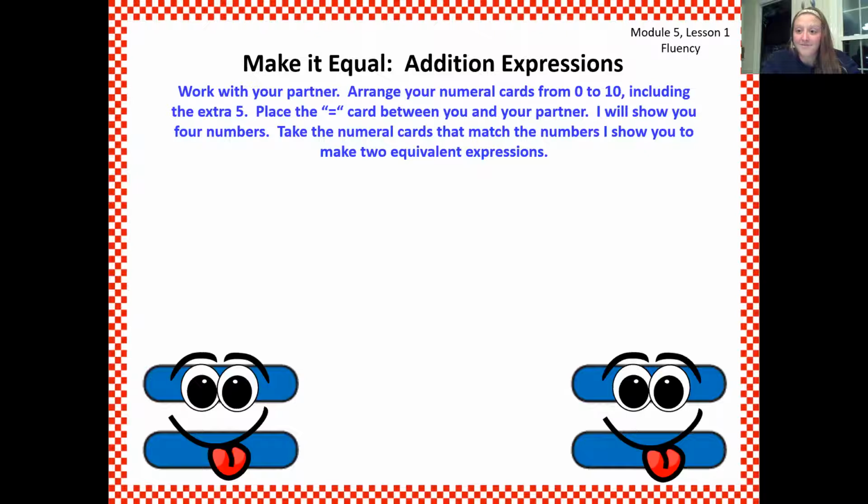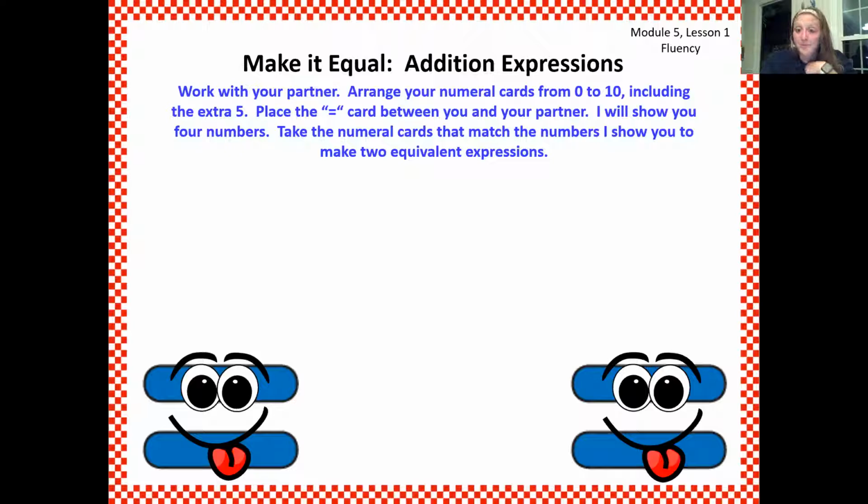All right. So we're going to move into another fluency activity, make it equal. Instead of having you work with a partner right now, I'm going to flash 4 different numbers on the screen. Your job is to make equal expressions. Remember, an expression is just 2 numbers that you add together, and then you make it equal the other 2 numbers that you add together.